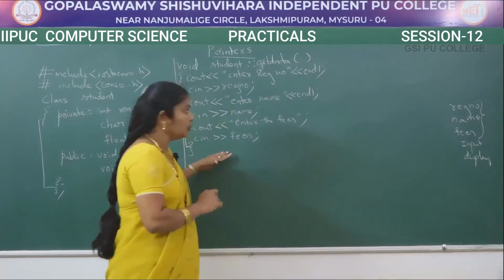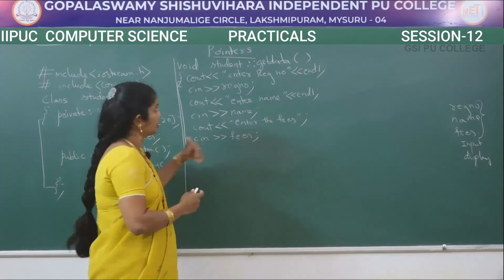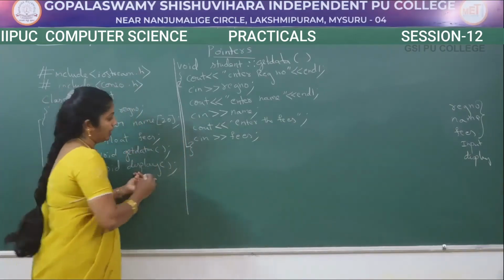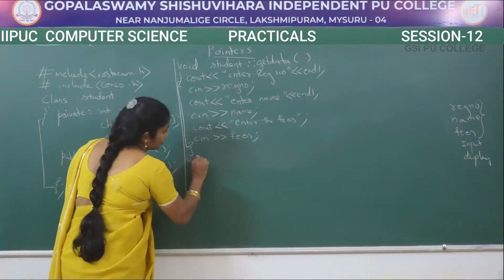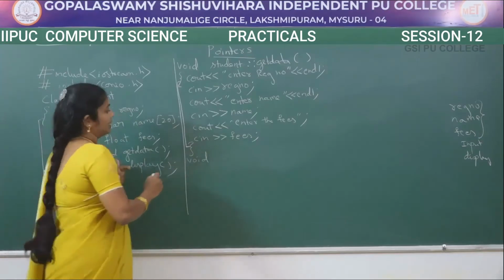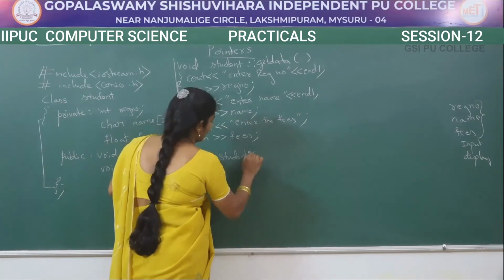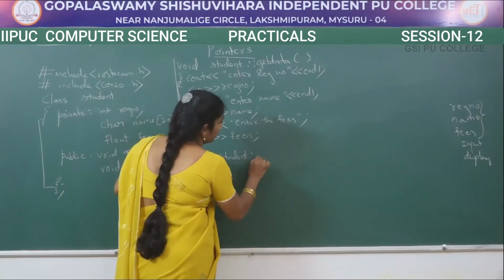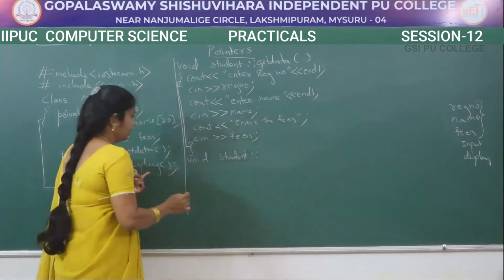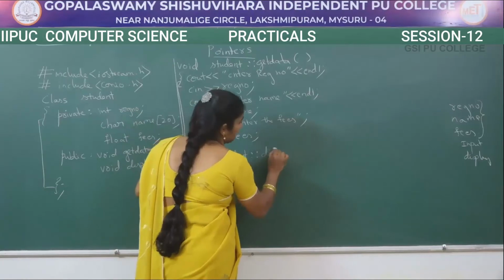Next, we want to display all these three values. Then we have to write the display function. How to write? The return type is void. Next, the class name is student. Here write the scope resolution operator. Now the display function.